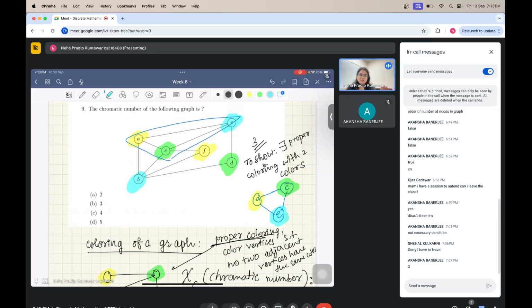So this is a general argument, and you can generalize this idea. You can say that if there is a k-clique in the graph, then the chromatic number of that graph is at least k. That's a general statement that you can prove using the same ideas, or you can try to do it using induction. I'll leave it there for now, and I'll move on to the next question.